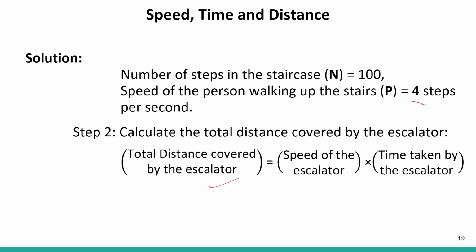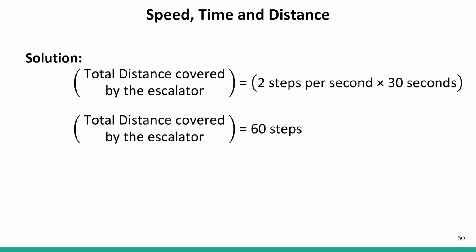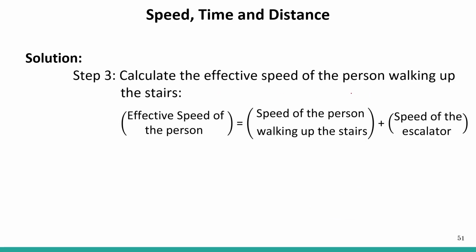Speed of the escalator into time taken by the escalator, because speed is equal to distance by time, right? So this formula is used here. So distance covered by the escalator is equal to 2 steps per second into 30, which is equal to 60 steps. Now calculate the effective speed of the person walking up the stairs.